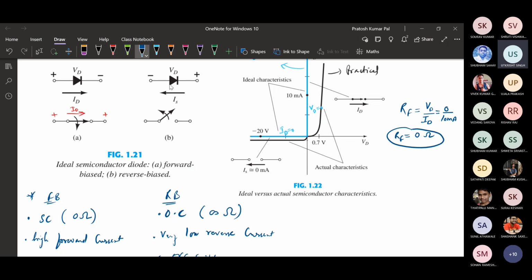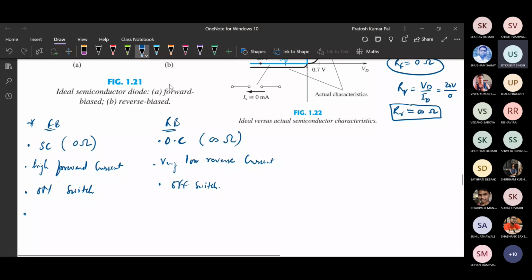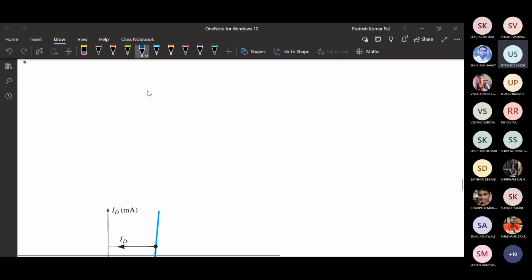From the ideal curve, we can see in the reverse case, the resistance will be given by Vd by Id. So Vd is a value, suppose a 20 volt value is there, divided by a current of 0. So from there we can see it is infinite. So from the curve also we can see the value of resistance. If it is 0 ohm, it will be a short circuit. If it is infinite, it will be an open circuit. So this was the ideal and practical diode.